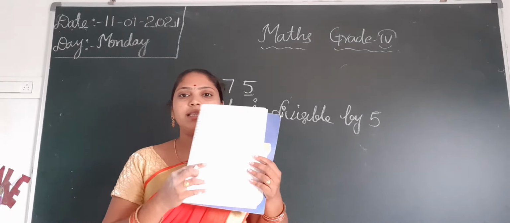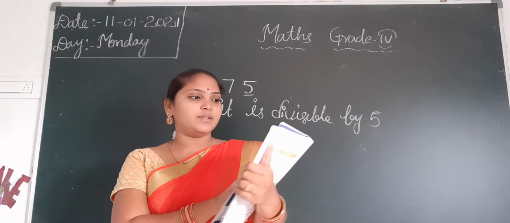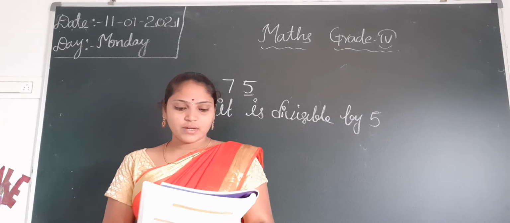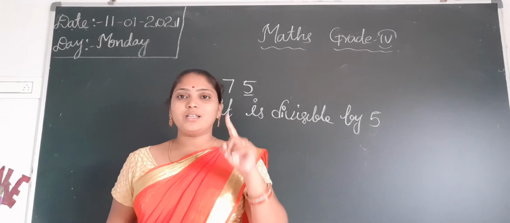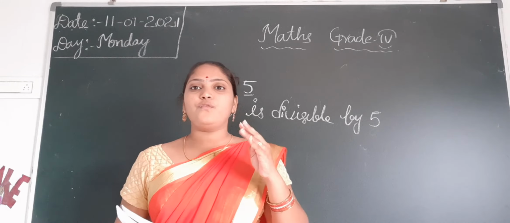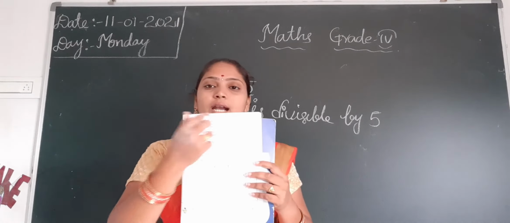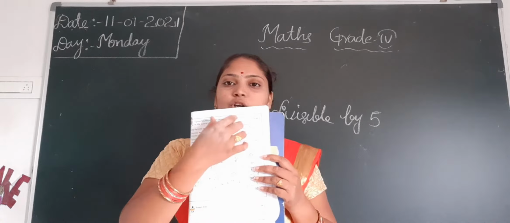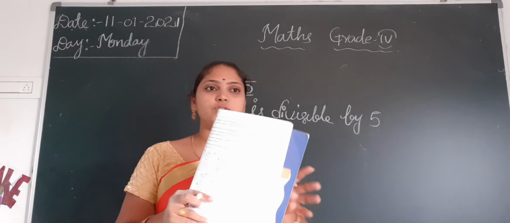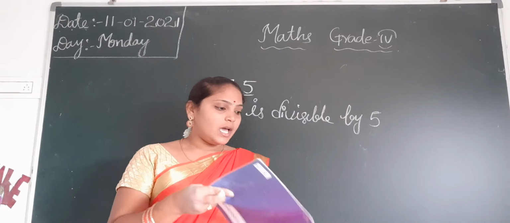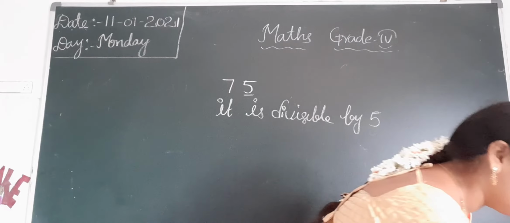Okay, children, like that everyone complete this activity. Everyone check whether the numbers are divisible by 2, 5 and 10. Here are the given clues. Observe these clues and color the pictures according to the given clues.